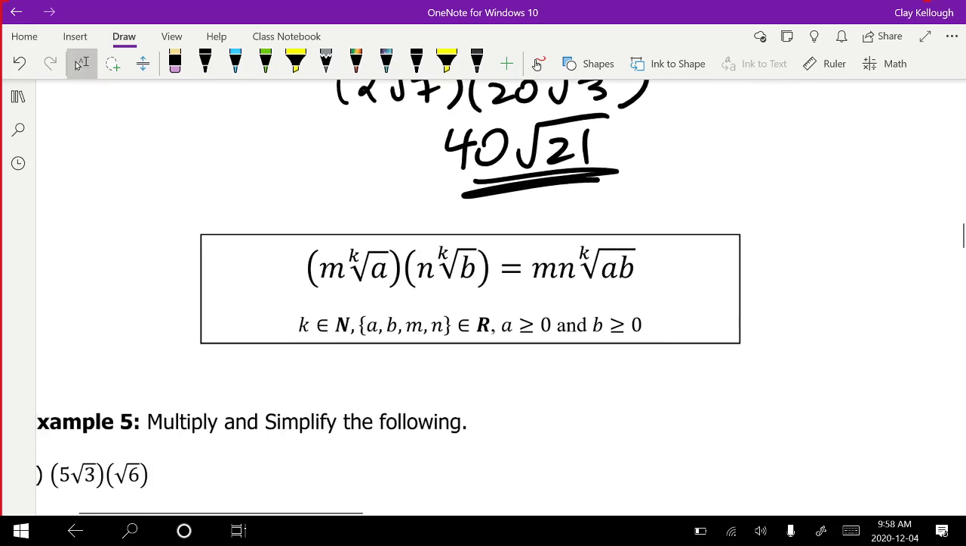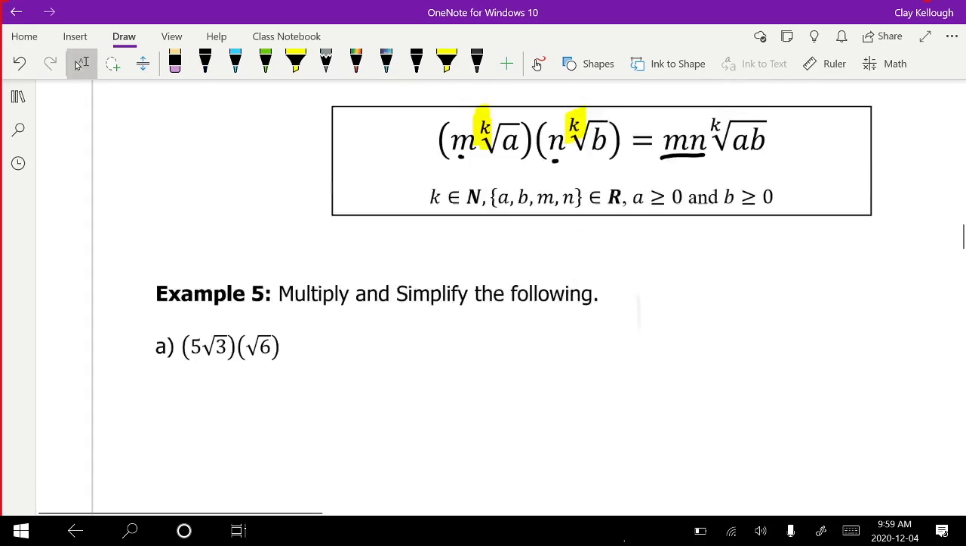Next, we have this little thing right here. This is kind of like an algebraic rule, right? The coefficients just multiply together, and as long as it's the same index, it's the same root, and this is important, you can just combine the roots when you're multiplying. Assuming, of course, that a and b are bigger than 0, because again, you can't square root negatives.